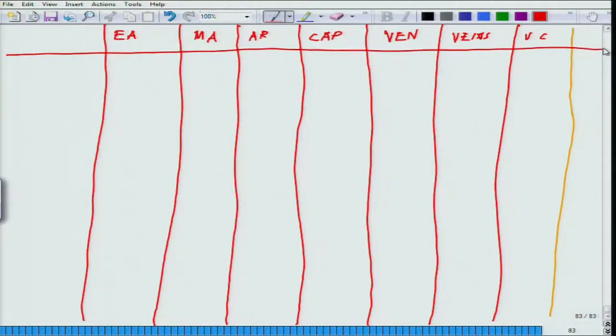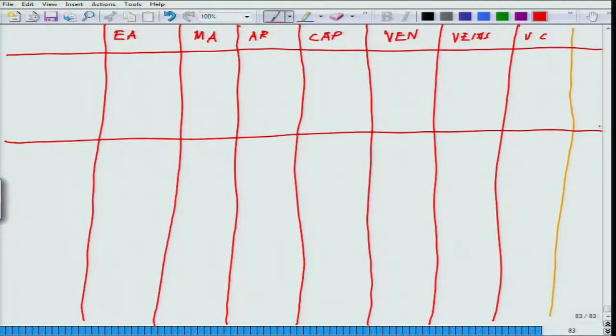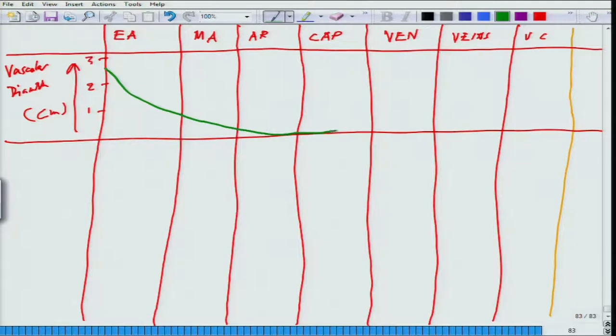So the first parameter we'll be dealing with here is the vascular diameter. Although we have done it, now I'm just putting it in perspective. 1, 2, and 3, this is in centimeters. The way the vascular diameter varies is something like this. It goes down at the arterioles, and with the capillaries it is the least, and from here it increases with the venules, veins, and the vena cava. It is the least in the capillary section. This is the baseline where the maximum exchange is taking place.